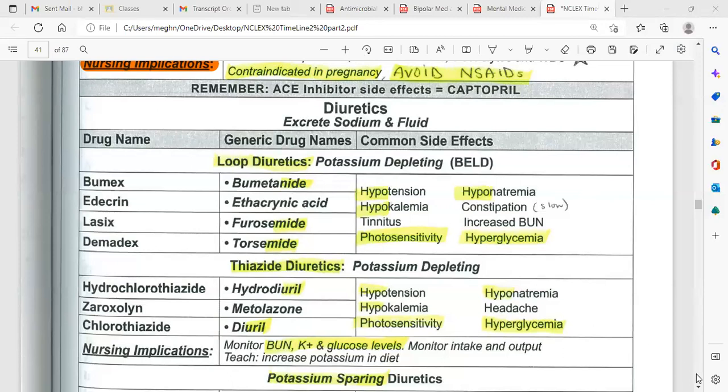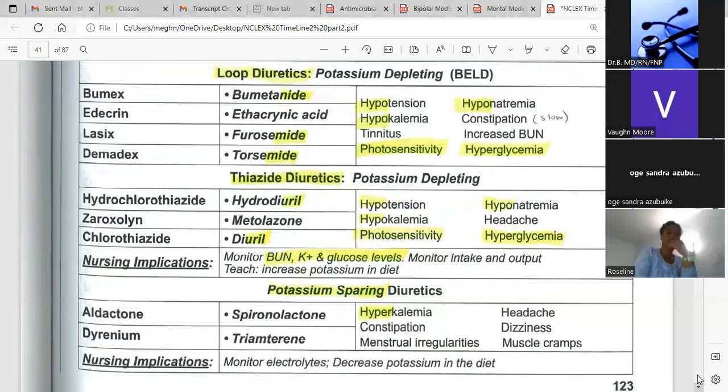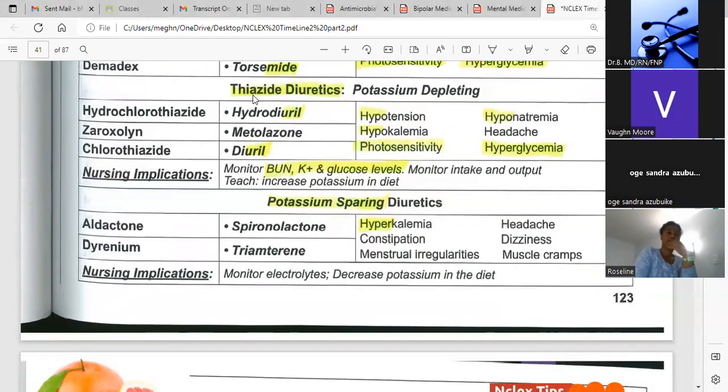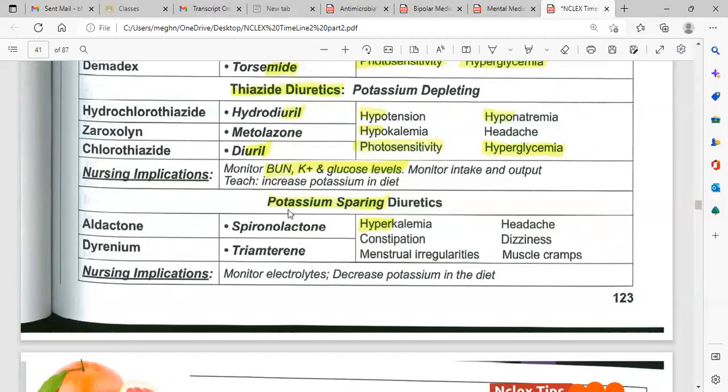Okay, so another medication here is thiazide diuretics. Thiazide is also potassium depleting. But you see, the last group is potassium sparing. It is very important for the NCLEX board. So I am telling you potassium depleting, potassium sparing. Sparing means reabsorption. Let me tell you about thiazide diuretics. Most common examples are hydrochlorothiazide or chlorothiazide.